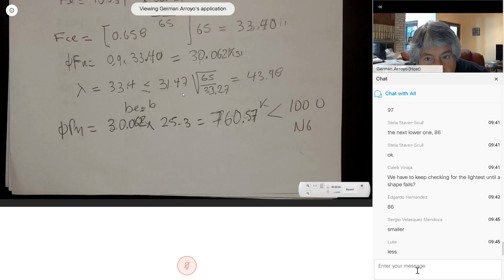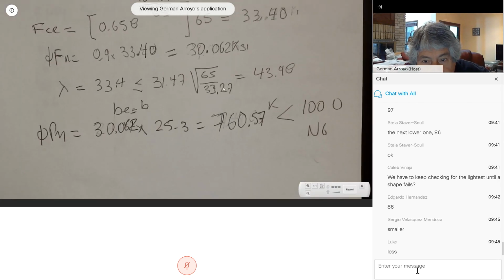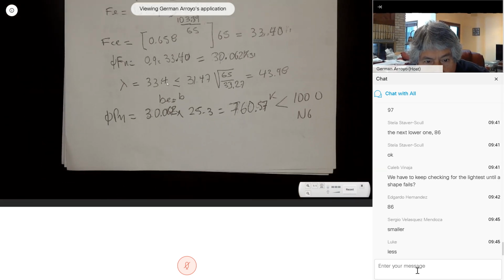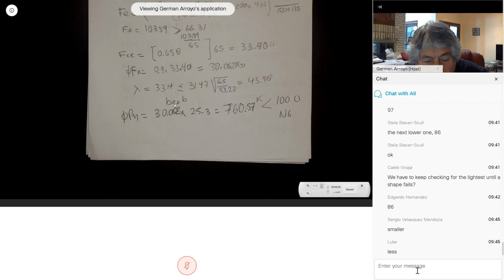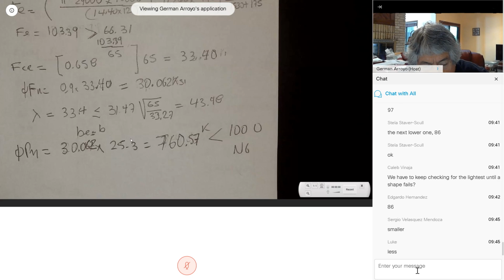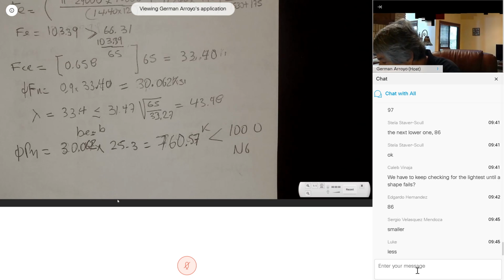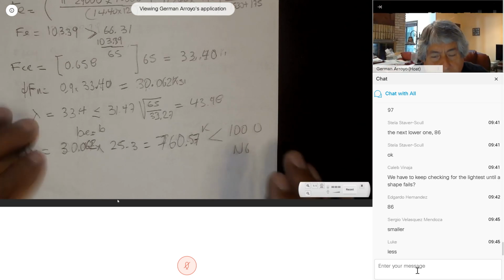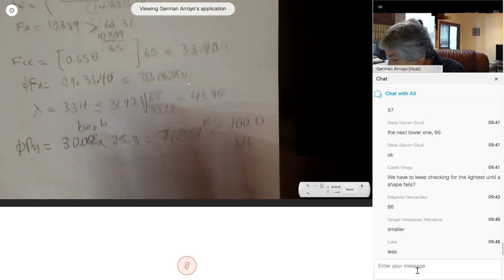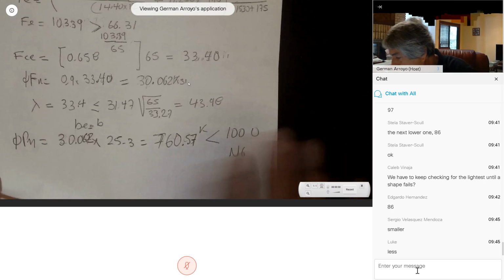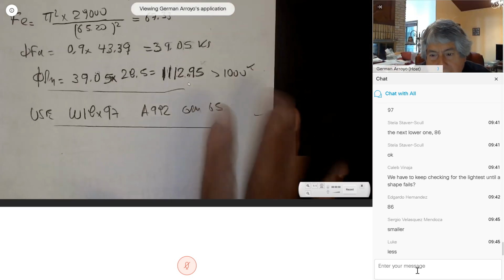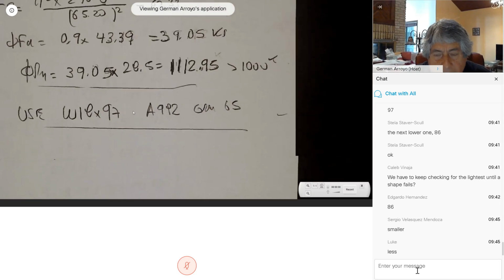This in here gives me 33.4, which is more than 43.48. No change. So the exact value is 760.57. The approximate value was 965. But either way, it doesn't work. So the answer to this problem is the W18 by 97. Any question?